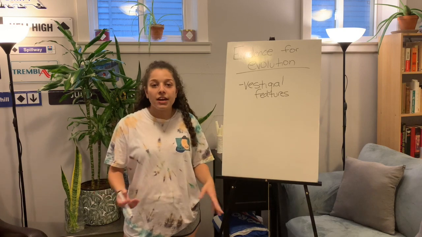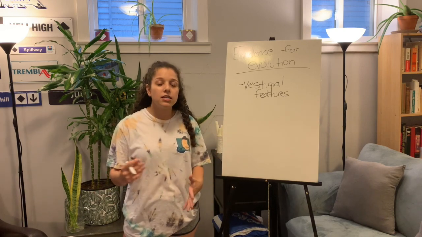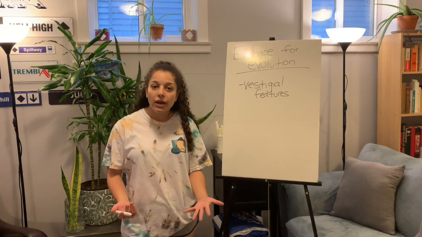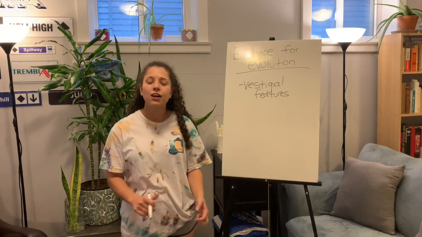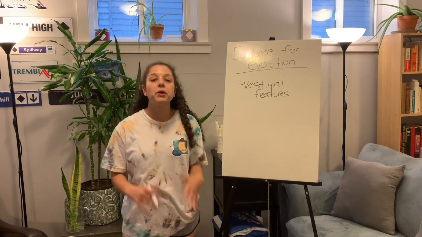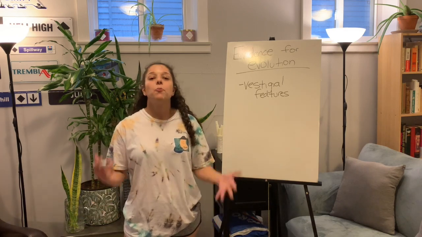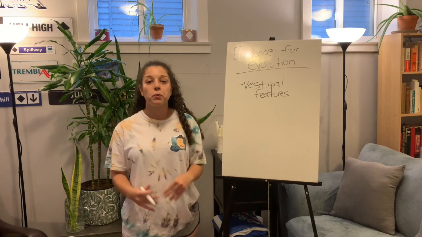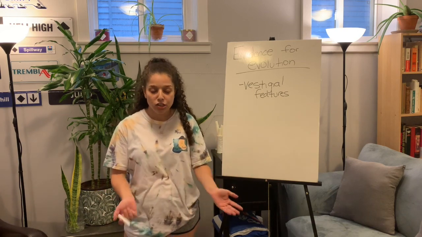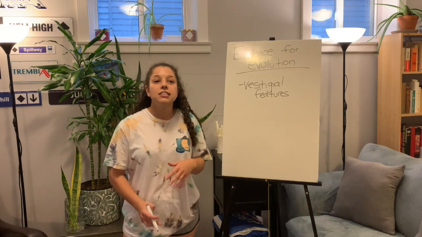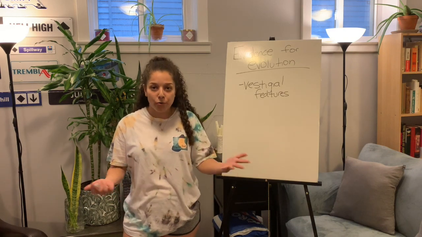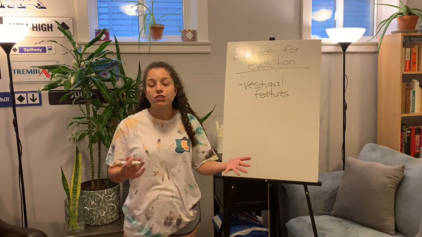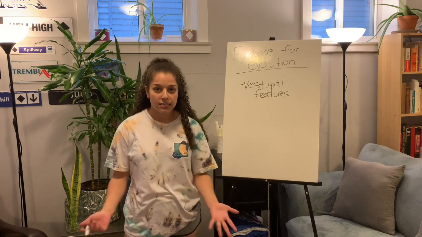But we believe that it once served a purpose because it costs a lot of energy to make an appendix and to keep an appendix going. There's blood that has to supply it. So there must have been a reason at one point why the appendix existed, but we no longer have a function for it today. So we have evolved to the point where we no longer need an appendix to function. That is evidence for evolution, because there must have been a function for it at some point, otherwise it never would have existed.